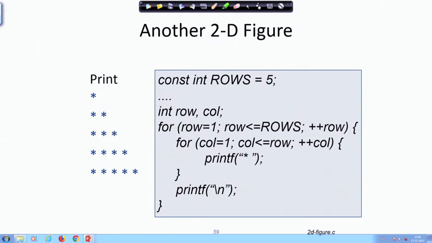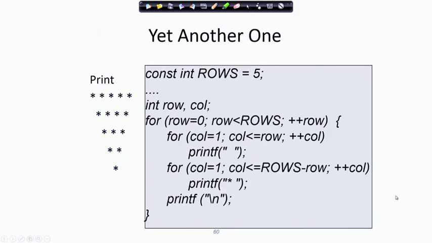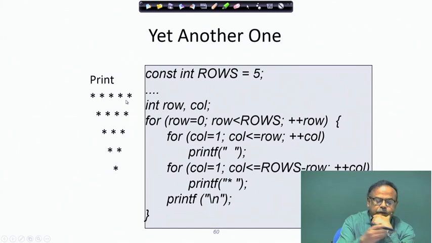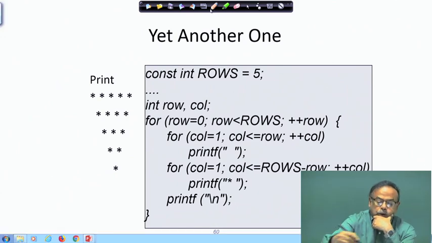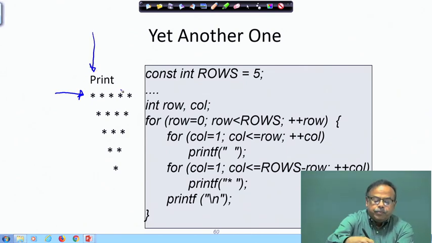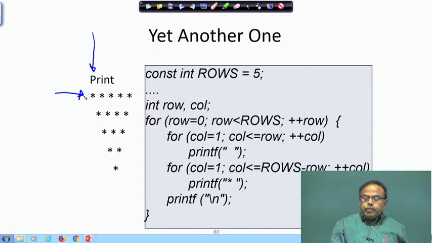So, this is one example. Here, what we are trying to do, just think of this figure. First row is 5. So, row is this. Column is here. How long shall I print in the columns keeping the row fixed? What will be my logic?